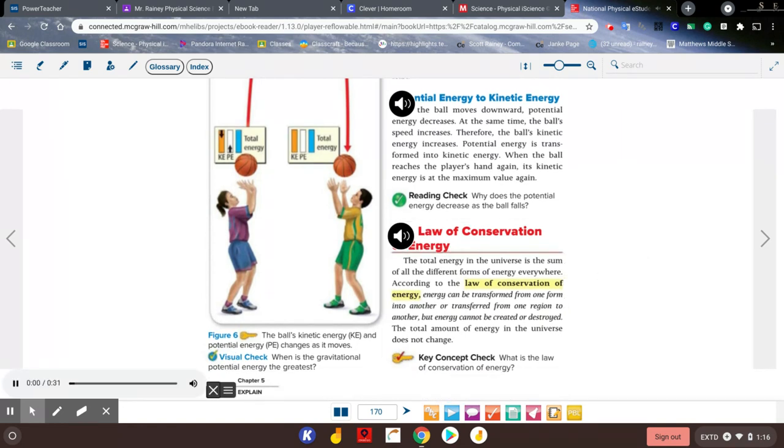The law of conservation of energy. The total energy in the universe is the sum of all the different forms of energy everywhere. According to the law of conservation of energy, energy can be transformed from one form into another, or transformed from one region to another, but energy cannot be created or destroyed. The total amount of energy in the universe does not change. Key concept check. What is the law of conservation of energy?